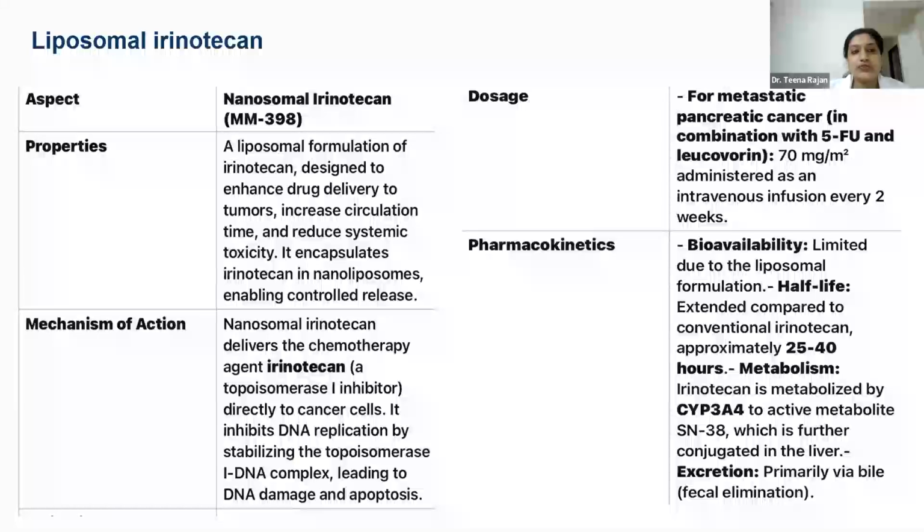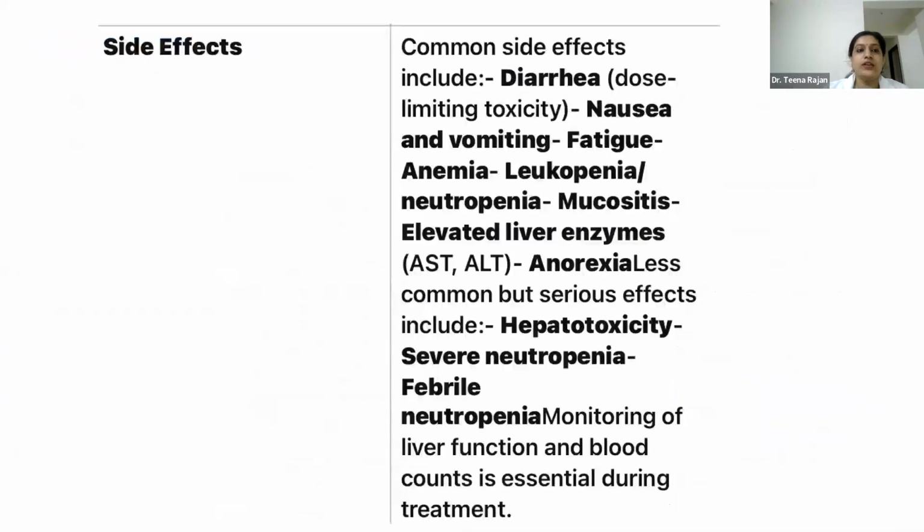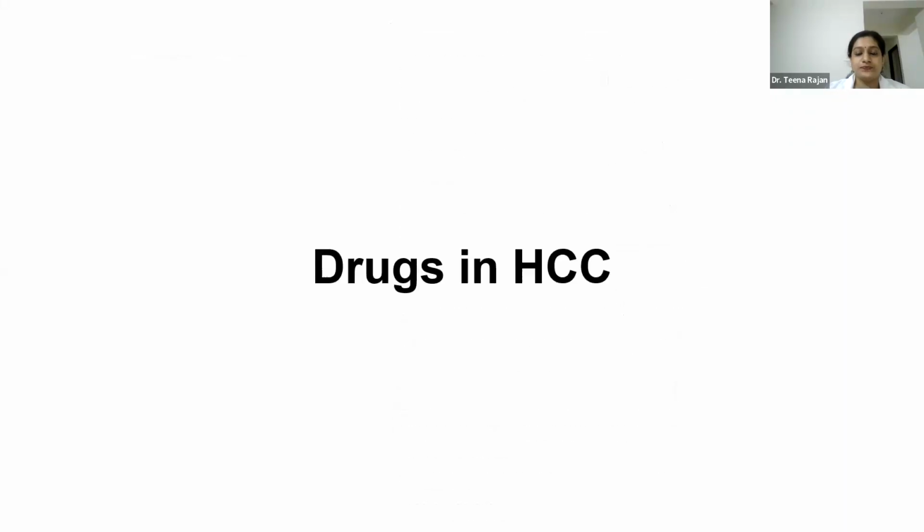Two slides on liposomal irinotecan. As of now, the only indication is second-line treatment of pancreatic malignancy. It is a nanosomal liposomal preparation of irinotecan. The active product here is irinotecan, which gets converted to SN38, which is the active cytotoxic agent. It's a topoisomerase 1 inhibitor, and it is used in combination with 5-fluorouracil, and also because of this liposomal preparation, the half-life is much prolonged. And it is primarily biliary excretion and metabolized by CYP3A4. Coming to side effects, diarrhea remains the dose-limiting toxicity, and also you have nausea, vomiting, myelosuppression, and mucositis.